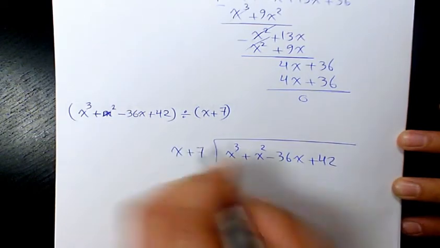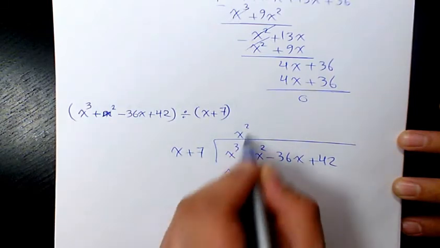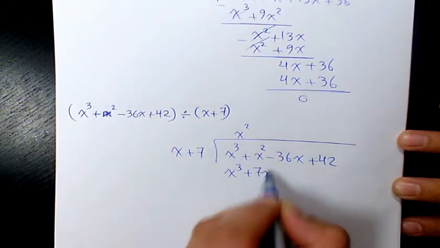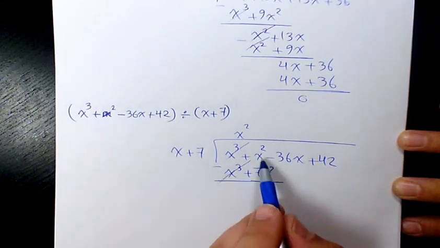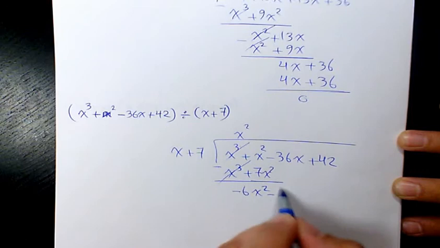x plus 7. X cubed divided by x, x squared. X squared times x, x cubed. X squared times 7, 7x squared. When you write it, cancel out. X squared minus 7x is going to be negative 6x squared. You bring the next one down.